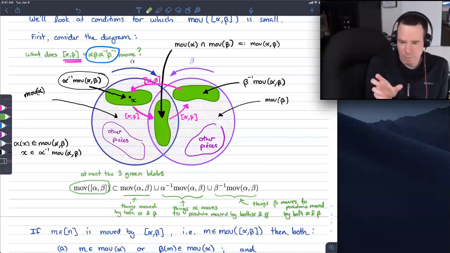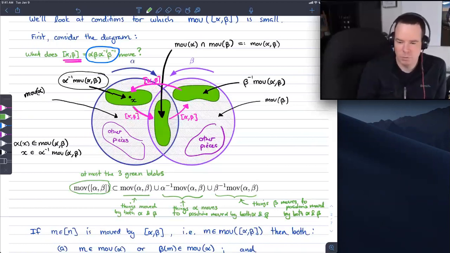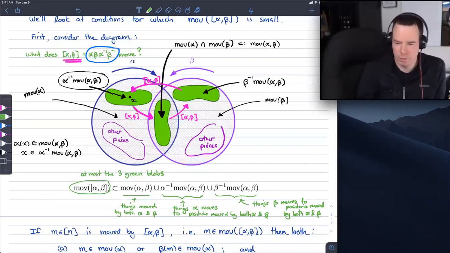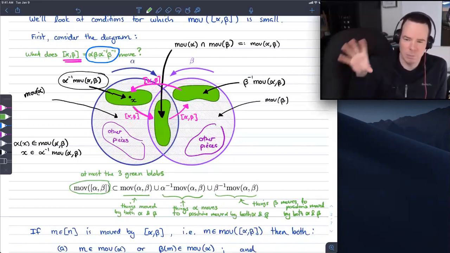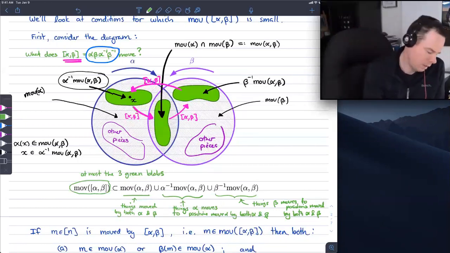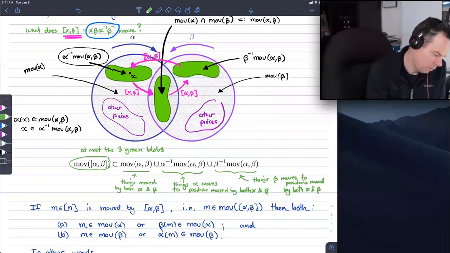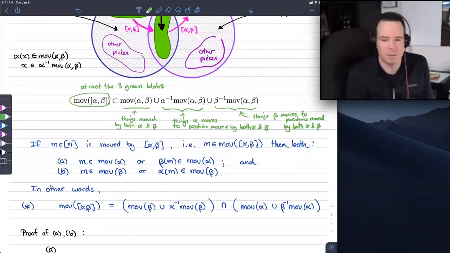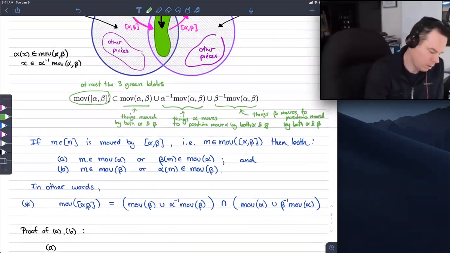The things in the middle are just all those positions that were moved by alpha and beta. The blob on the upper left, those are precisely the things that when you do an alpha move, they move into the positions that have been moved by both alpha and beta. And the blob on the right are all of those positions that when you do a beta move, they move into the intersection, or the places that have been moved by both alpha and beta. Okay, so that gives us the ability to figure out exactly which pieces are being moved under a commutator.